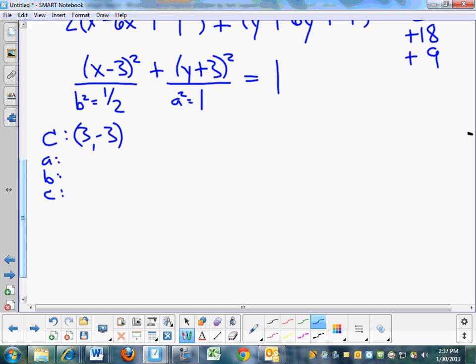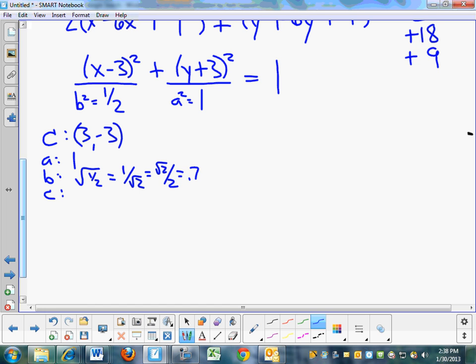A, B, and C. What is A? 1. What's B? Square root of a half. What's the square root of 1? 1 over the square root of 2. Gotta rationalize that denominator. You get square root of 2 over 2, which is approximately 0.7.